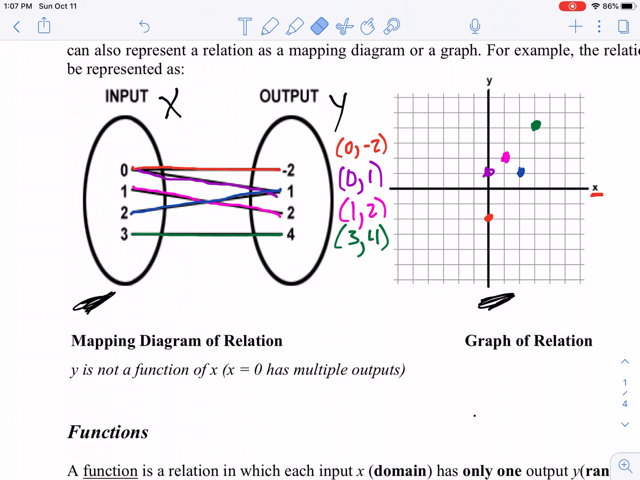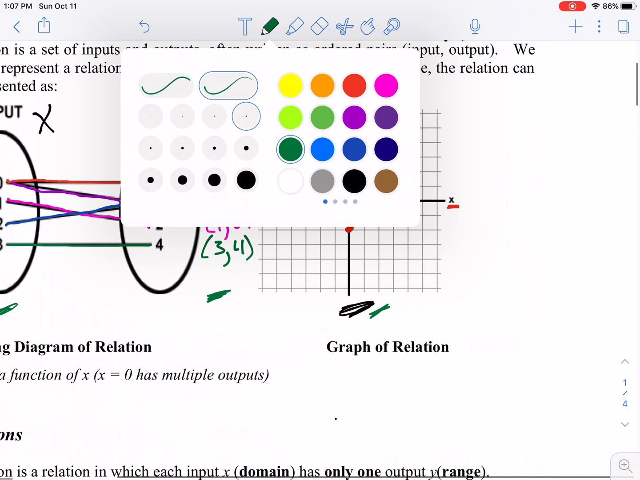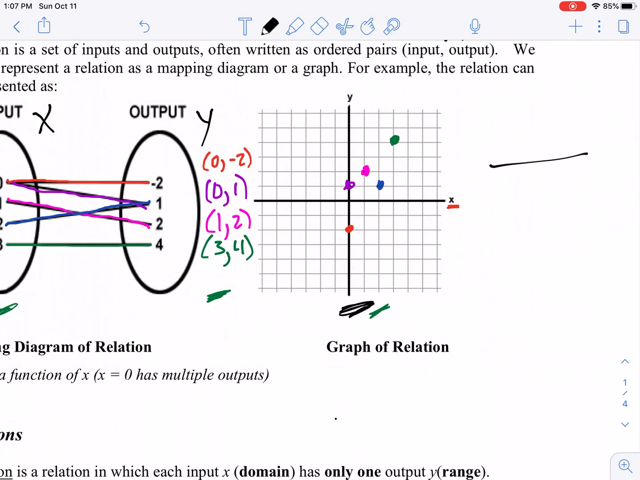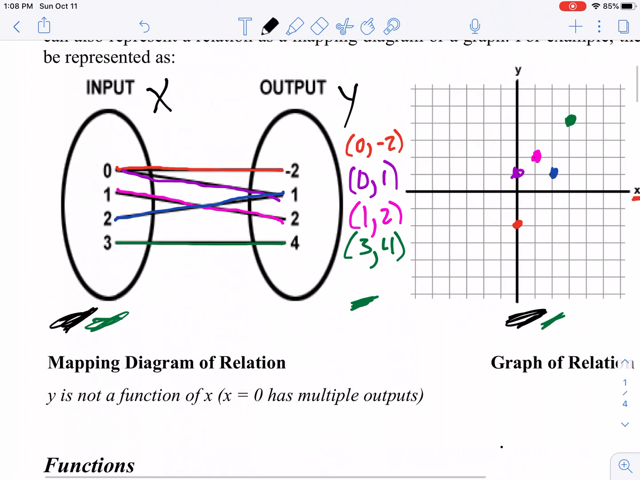Okay. So that's a couple different ways that we can represent a relation. Input X, output Y on a mapping. We can represent them as points on a graph. And then lastly, we could also represent them as a table, okay, where we have X, our input, and then we have Y, our output. So all the X's would go in the input. So notice my x values, the same x values that we have over there.